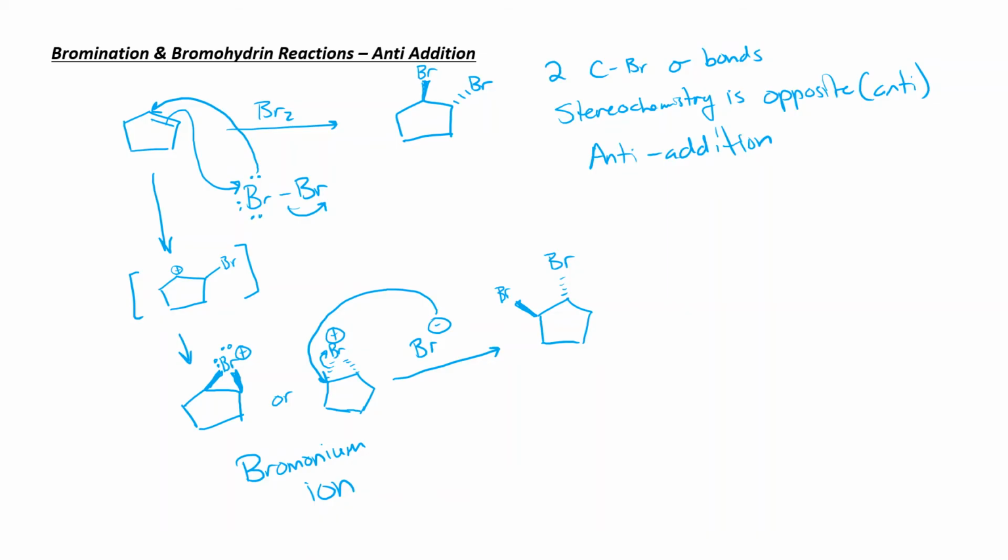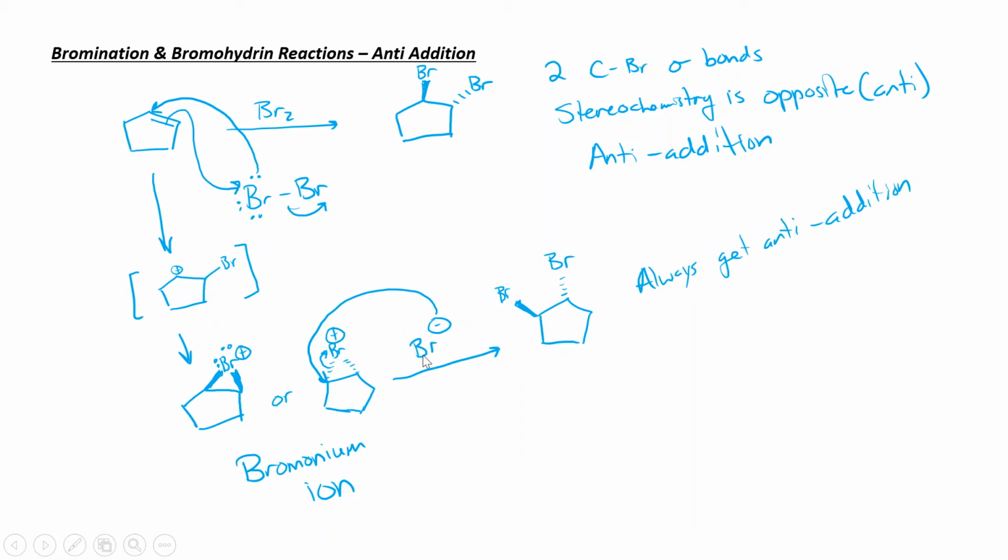But yes, so you always get this anti-addition when this second bromine comes in to break the bromonium ion up. Okay? So always get anti-addition. So now we have stereochemistry, of course, to worry about when we do these additions, because if we use Br2, we'll always get this anti-addition.